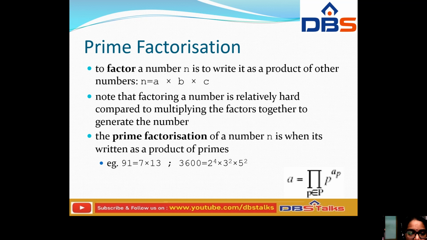See, this is the example. 91 is equal to 7 into 13. 7 is a prime number, 13 is a prime number, so we can say it is a product of primes. So 3600, 2 power 4, 2 is a prime number, 3 is a prime number, and 5 is a prime number. So this one is also a product of the primes. Now let us go to the next slide.